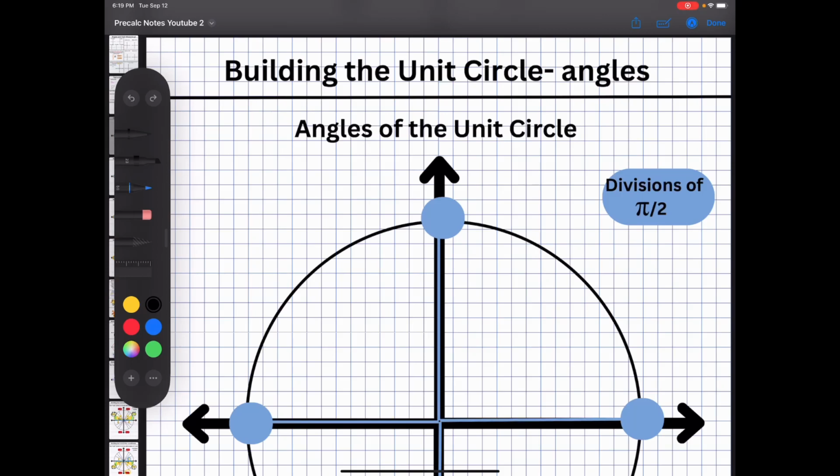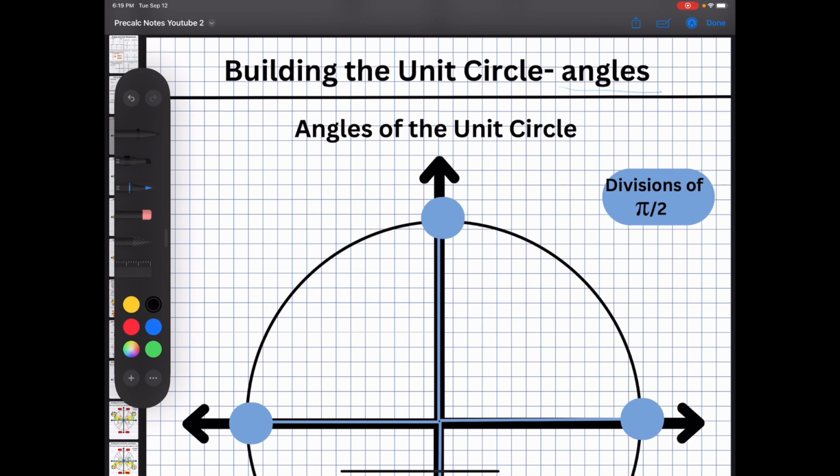In this video, we are going to be building the unit circle, but specifically taking a closer look at the angles of the unit circle. Okay, so generating all the angles in the unit circle is really just graphing radians. Can you graph radians, right?